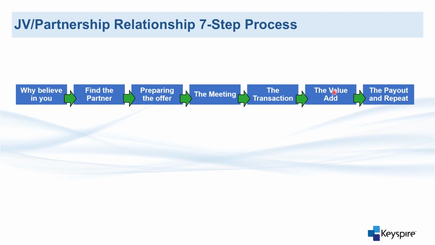And then there has to be some sort of value add. And this is particular for the active partner, who has to add some sort of value. They have to bring something to the table. So what is the value add? That has to happen, the value add. And then the payout and repeat. This is the fun part where you get paid, your partner gets paid, and then you just repeat it. So let's take a look at these in a little more detail with some bullet points of what you can actually do to make this happen.